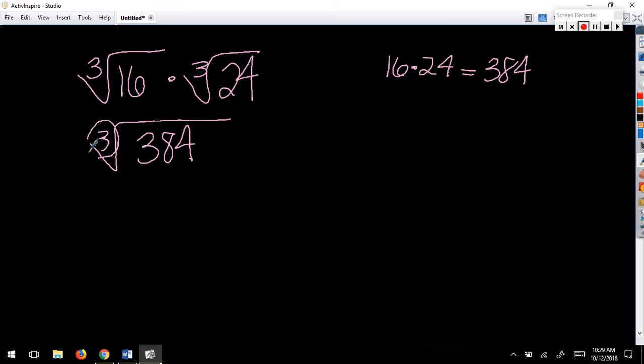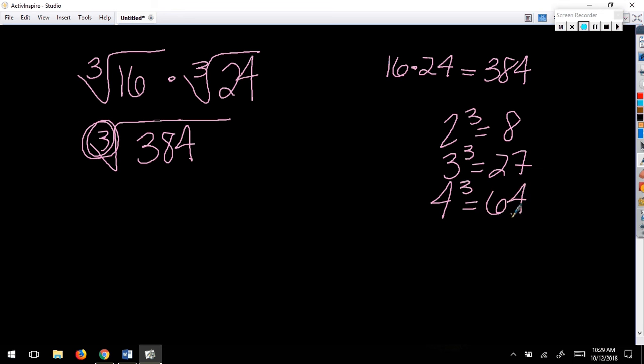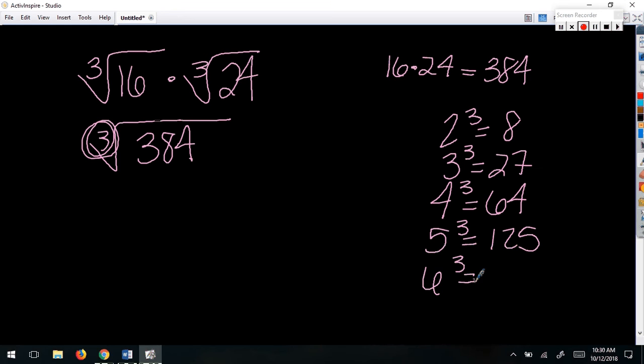Because I'm talking about third roots now, I'm going to come over here and list out some powers of 3. 2 to the third is 8. 3 to the third is 27. 4 to the third is 64. 5 to the third is 125. 6 to the third is 216.